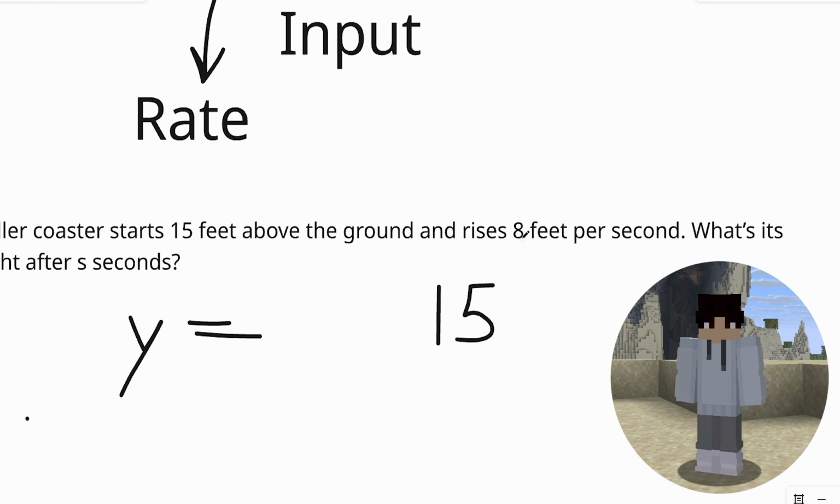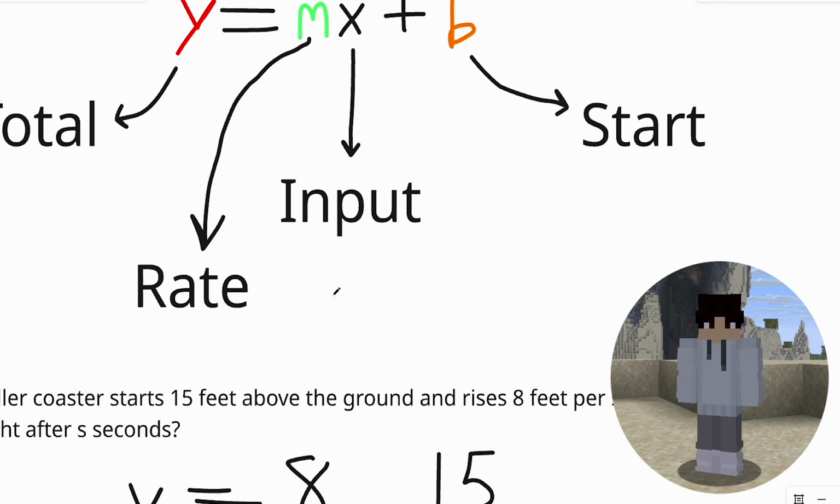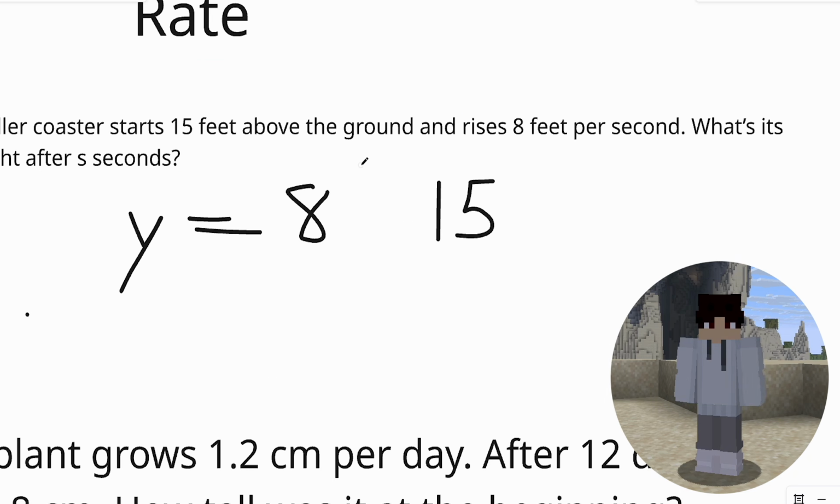And then it says it rises 8 feet per second. So 8 feet is the amount it increases every single time. So we put that. And then for the variable here, it uses S instead of X, but that's completely fine. So we can just put S there. So Y equals 8S plus 15.